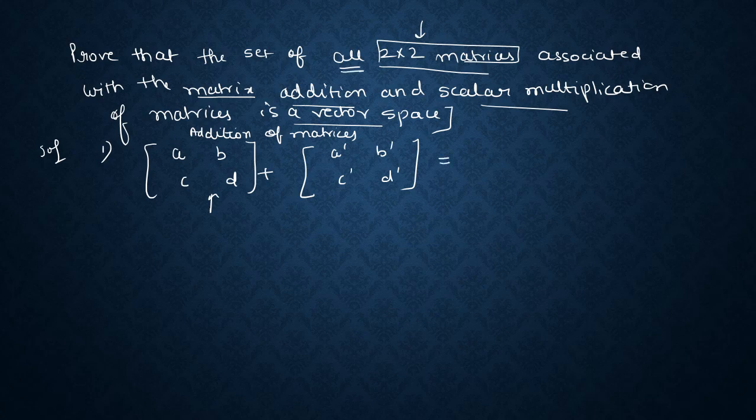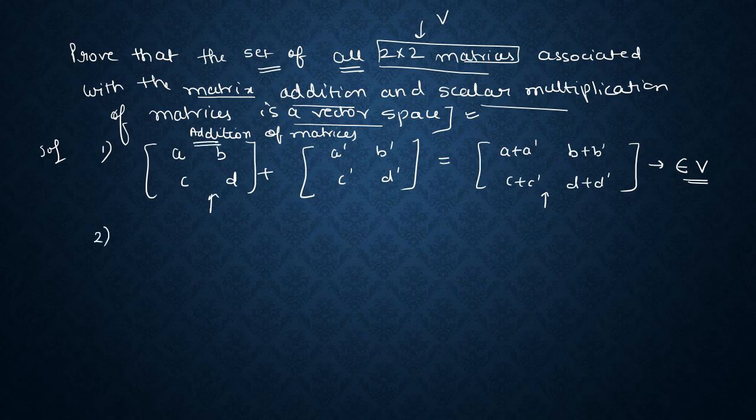So we get A plus A dash, B plus B dash, C plus C dash, D plus D dash. Correct? Now, this is also a 2 by 2 matrix, which means it belongs to V, because V is the set of all 2 by 2 matrices. We have to prove that that set is a vector space, correct? And because the resultant is also a 2 by 2 matrix, it belongs to the main set V. So it is closed for addition.